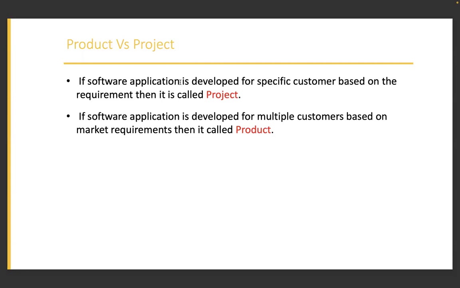So guys, please remember, if a software application is developed for a specific customer based on requirements, then that is called a project. And if a software application is developed for multiple customers, or you can say for market requirements, because Zoom is being used by us, by you, by people around the globe, then that comes under a product-based organization.